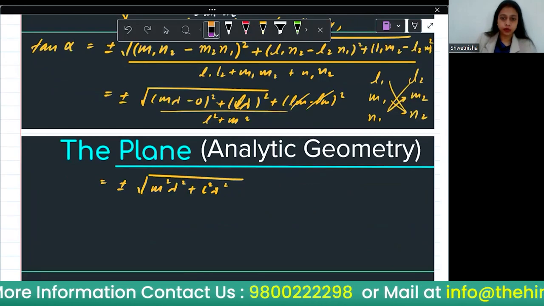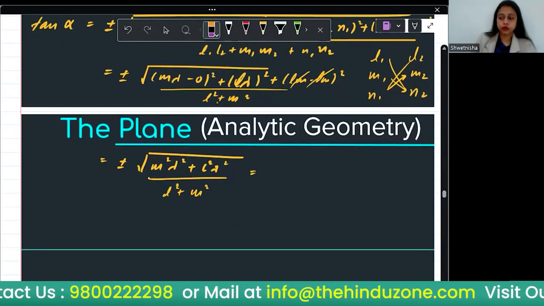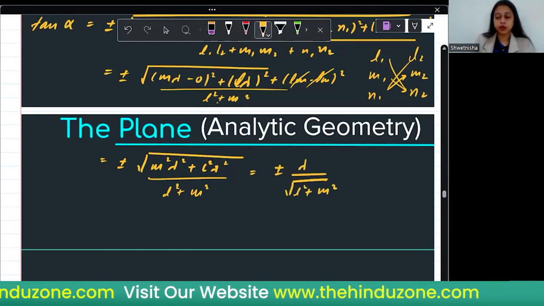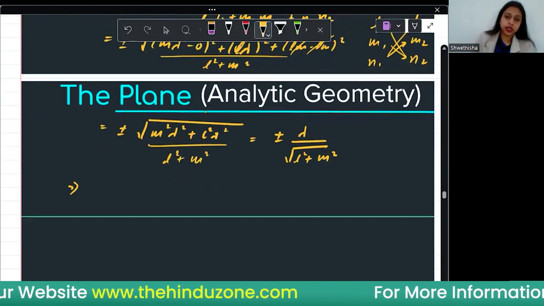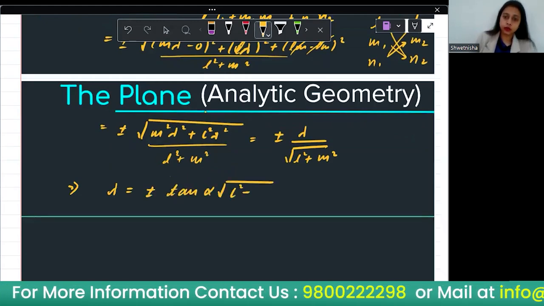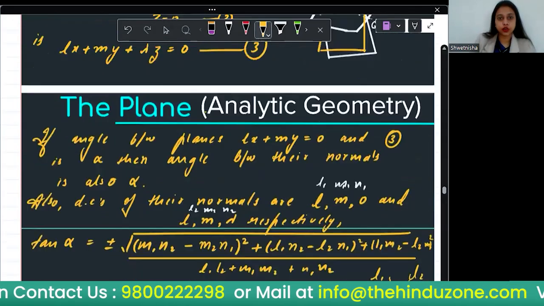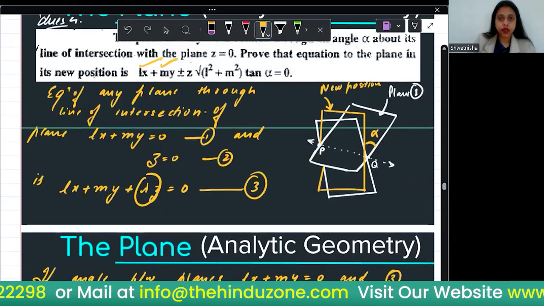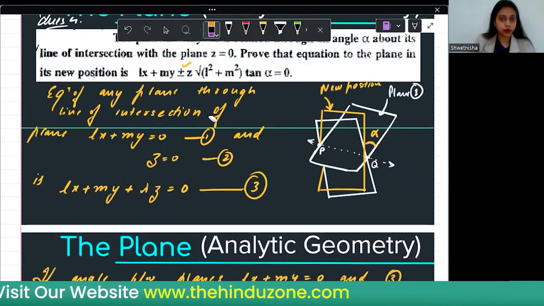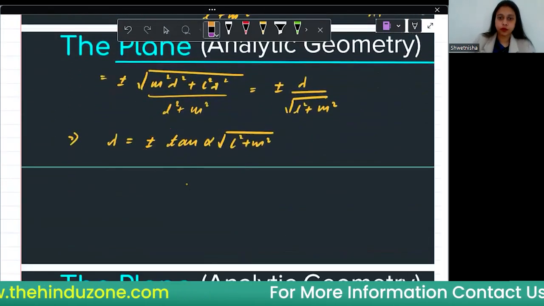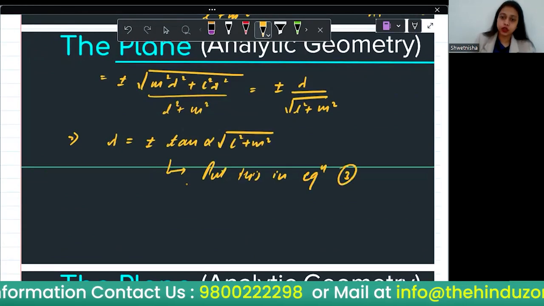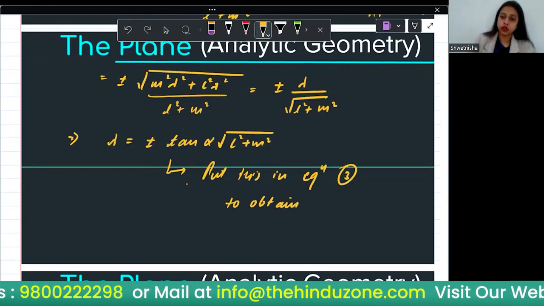So lambda square I can take common. L square plus M square, so this is going to be lambda plus minus lambda outside and then half divided by L square plus M square. It implies lambda is plus minus tan alpha under root of L square plus M square. And you see, if you substitute this expression here, you'll get this equation: Lx plus My plus minus Z times tan alpha under root of L square plus M square. Okay, that's your expression. Let's put this in equation 3 to obtain the required result.